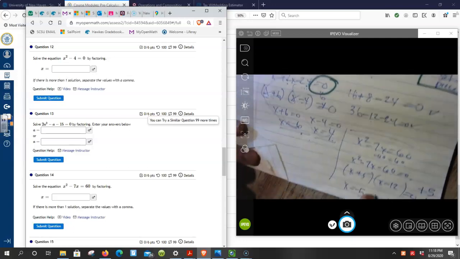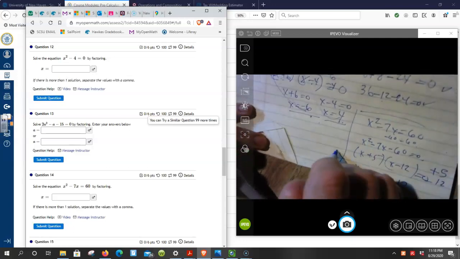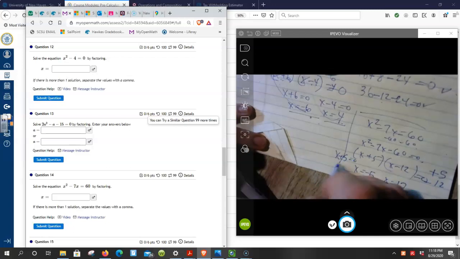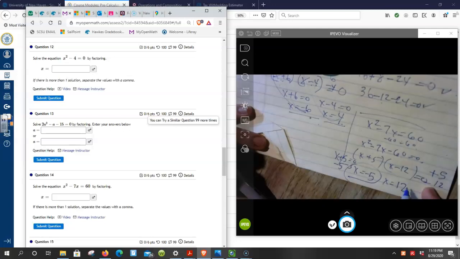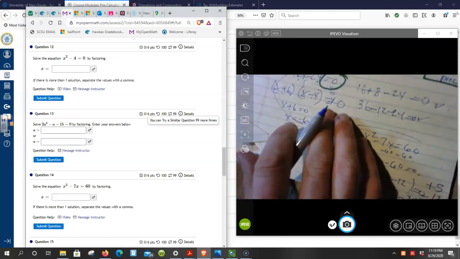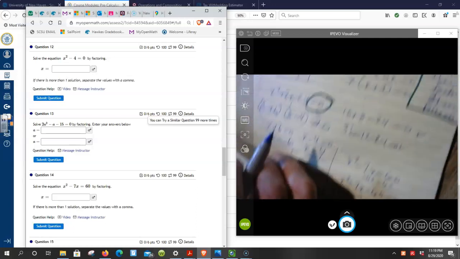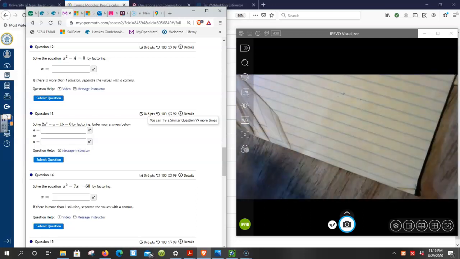Okay? Just so you see that step right there, I'm kind of doing it in my head. If x plus 5 equals 0, you're subtracting 5, and that's how you get x equals negative 5. And over here, you're saying x minus 12 equals 0, so you're adding 12 to both sides, and that's how you get x equals positive 12. All right? Just make sure you see that. Moving on.